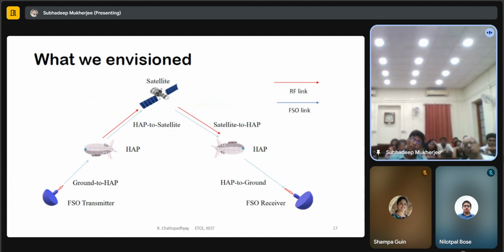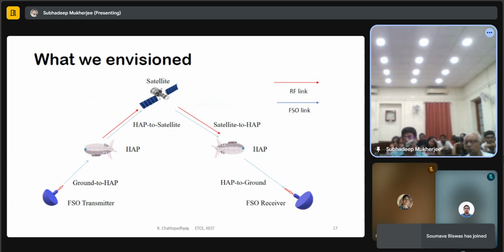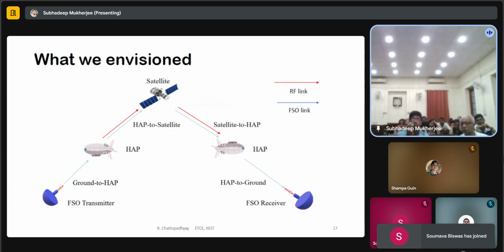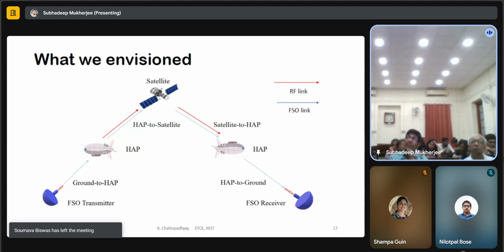The advantage is that if we do a complete FSO, then we need a new class of satellites to be installed there. Our idea is whether we can introduce a network architecture which is compatible with the existing satellite architecture that we have. Therefore, from the hub to the next phase, it will be conventional RF or FSO as per demand. But from the ground to the hub, it should be FSO.